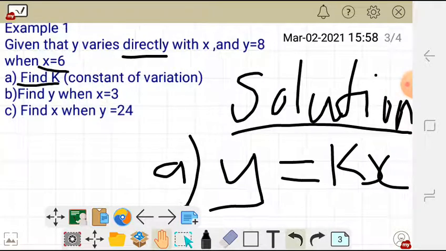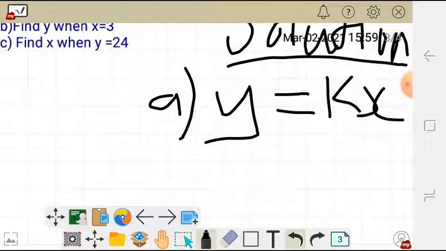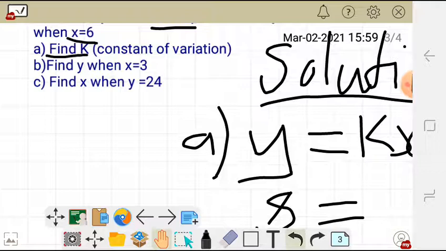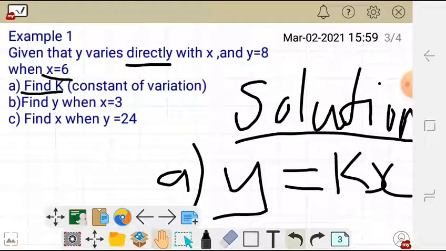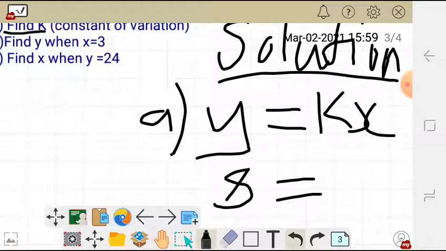Then let's go into our question and see what we have been given. Given that y varies directly with x and y is equal to 8, our y here is 8. So we write that 8 where there is y, which equals, and then what of k? When we look at our question, it says find k, so k is what we are looking for. What of x? x is 6, when x is equal to 6. So k in brackets 6.